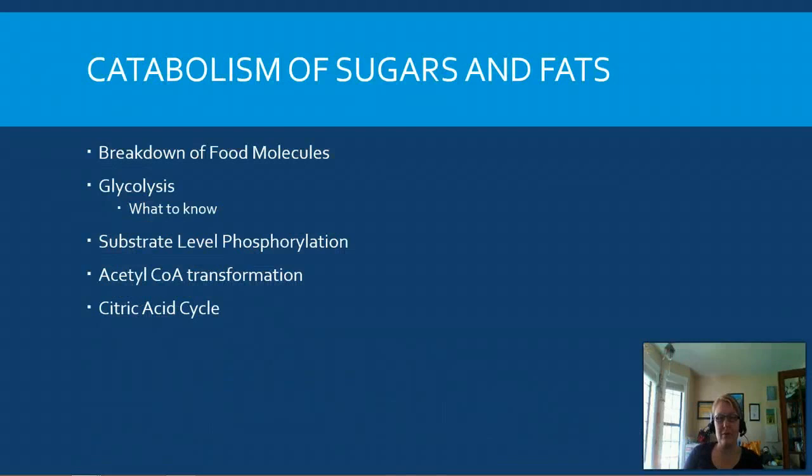So as I said, we've talked a lot about processing energy all semester, and so what we're going to talk about in this section is how cells actually get this energy. We'll talk about how they have to have the energy to do all the reactions, but we need to talk about how they got this. And you can see from this pathway here, we go from the breakdown of food molecules through glycolysis, substrate level phosphorylation, to acetyl-CoA transformation, and finish with the citric acid cycle for this catabolism process. And then we'll talk about energy harvesting with the electron transport chain in chapter 14.